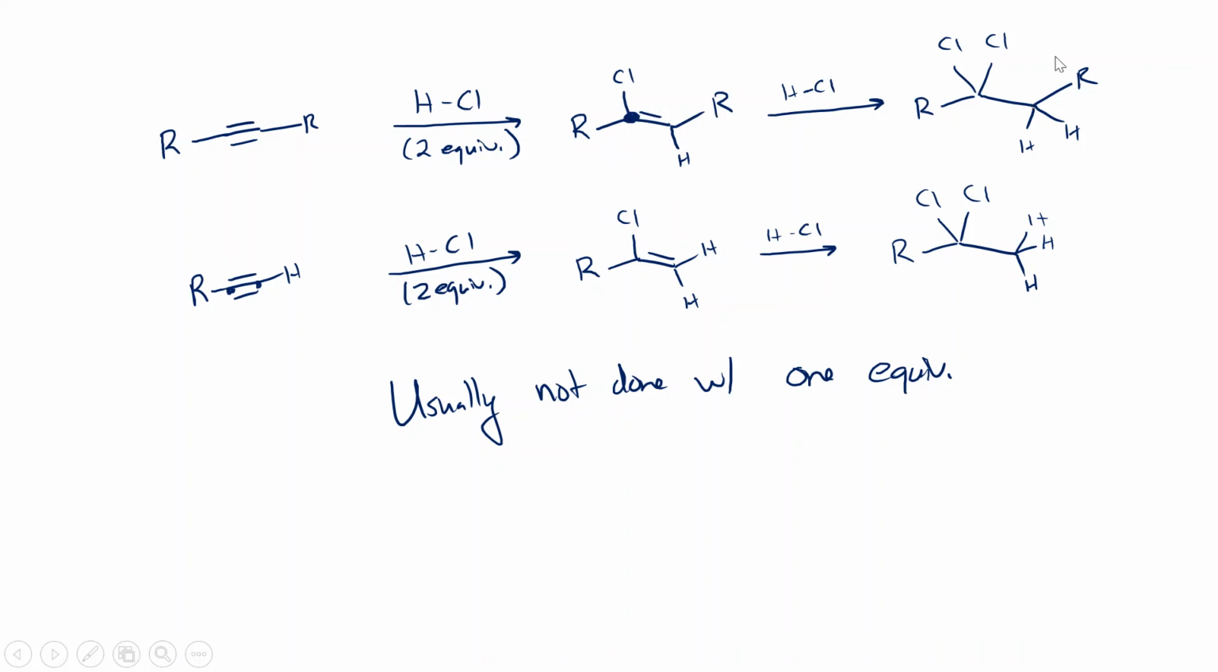So usually it's better to just keep going because there is no E and Z, there is no R and S with a compound like this because you're not creating any stereocenters, right? So usually not done with one equivalent in order to avoid stereoisomers. Right, so it's easier to just do 2 equivalents of HCl and get down to this compound in order to not have to worry about R or S or E or Z. So we almost always use 2 equivalents of HCl or HBr or HI or whatever strong acid you're using. Right?